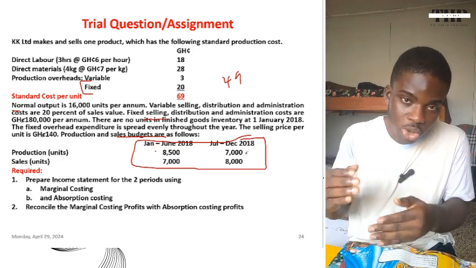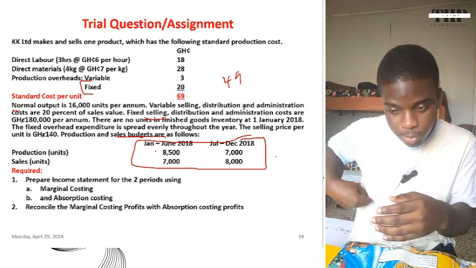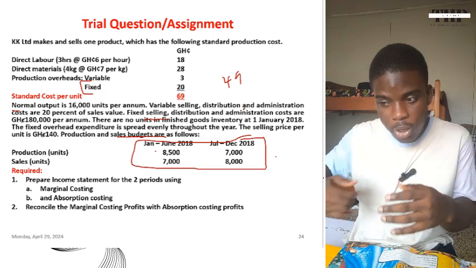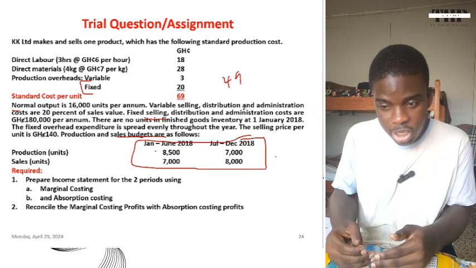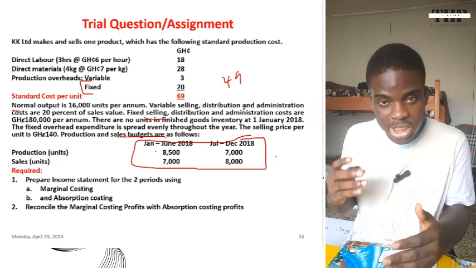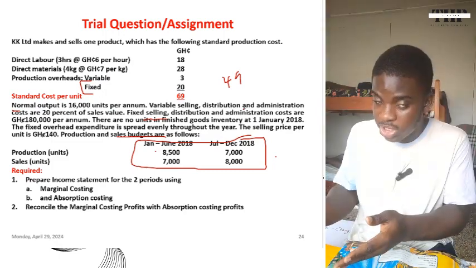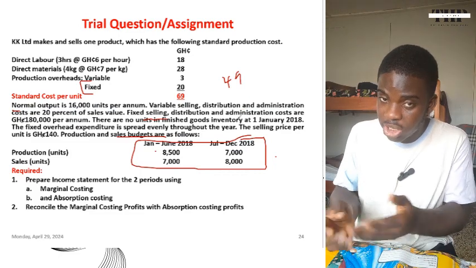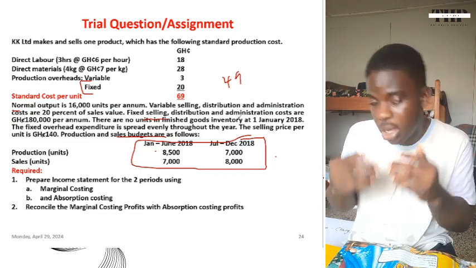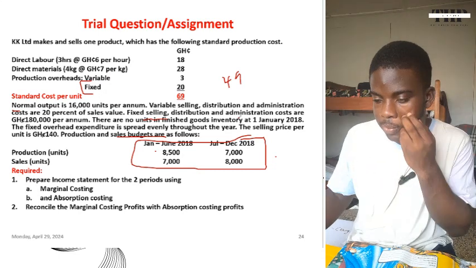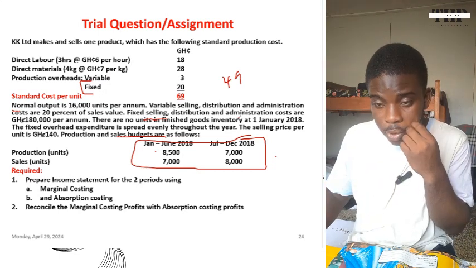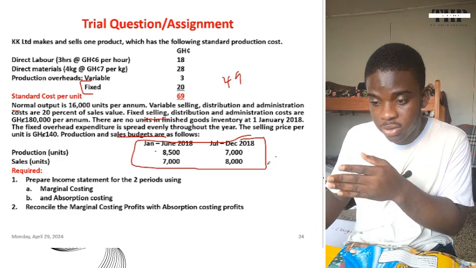So just use the method that I taught you. The budgeted minus the actual. Just subtract it, you get your figure. Then compare which one is less. If the budgeted is less and the actual is more, it is under absorption. If the actual is less and the budgeted is more, it is over absorption. And you just factor that into your calculation, right?